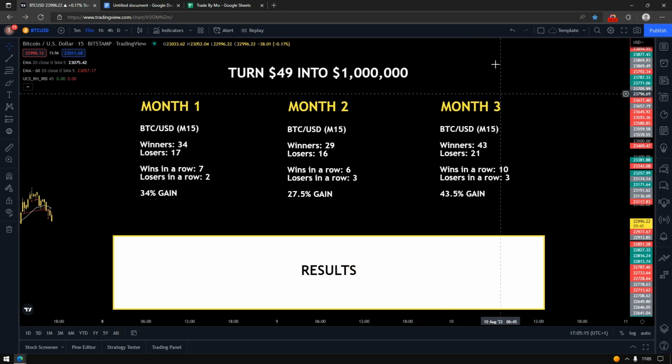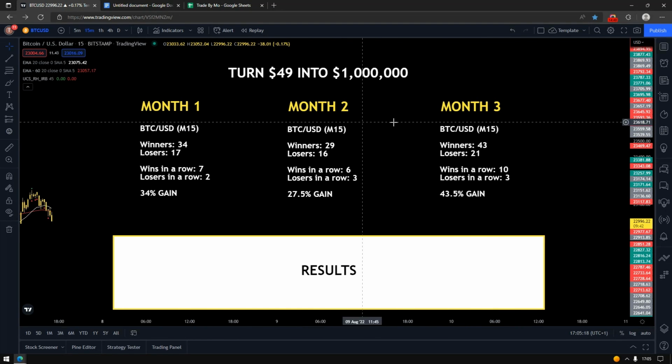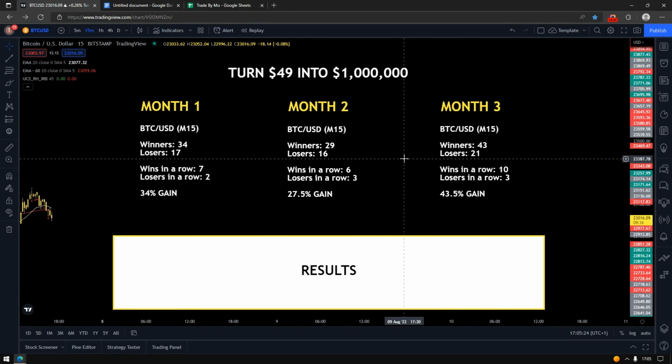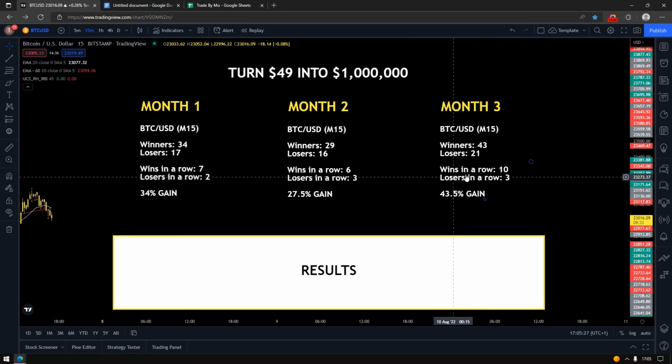So, month 3. Same pair, same 15-minute time frame, 43 winners, which was our best, 21 losses, which was our worst. But we had 10 wins in a row and 3 losers in a row for 43.5% gain. Amazing, best profit we've done.